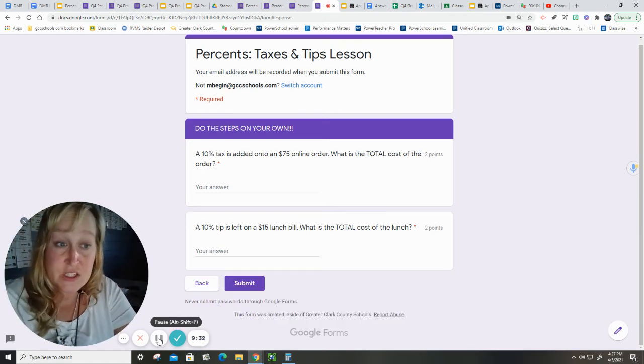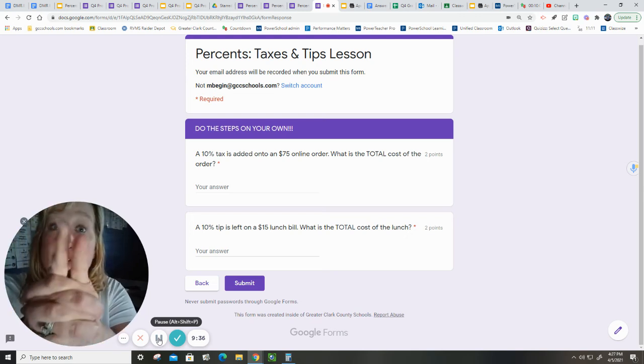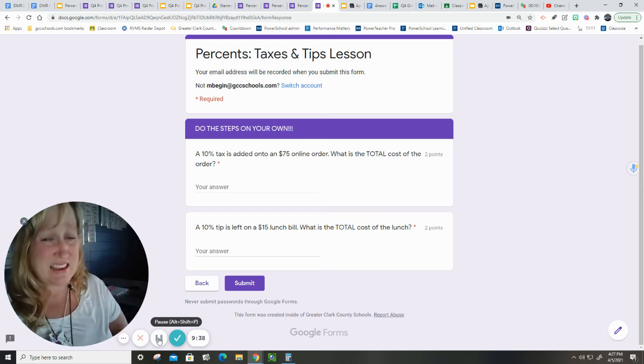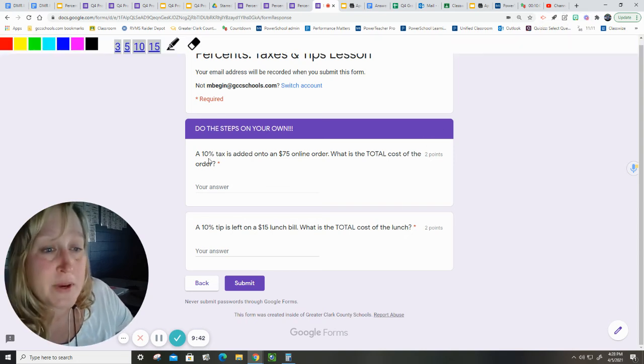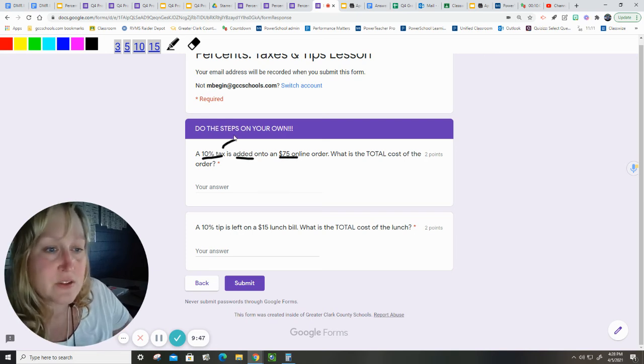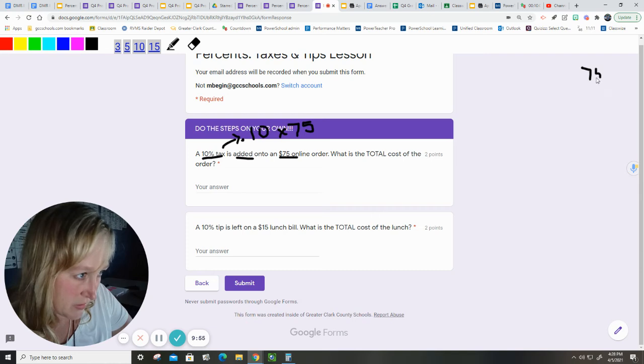Okay, now it says at the very top, do the steps on your own. You got to do them on your own, so we got to think about these things. Oh, no. Can we handle it? I think so. A 10% tax is added onto a $75 order online. So this turns into 0.10 times 75. Go off to the side and do it.